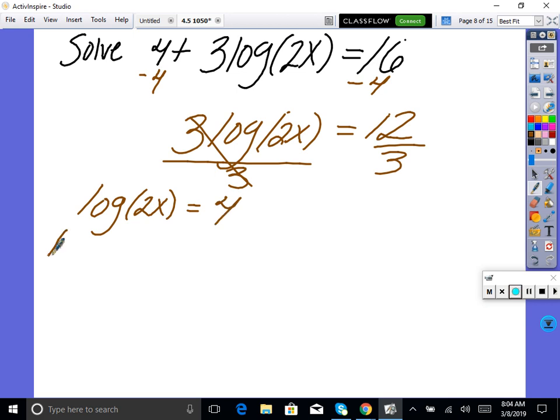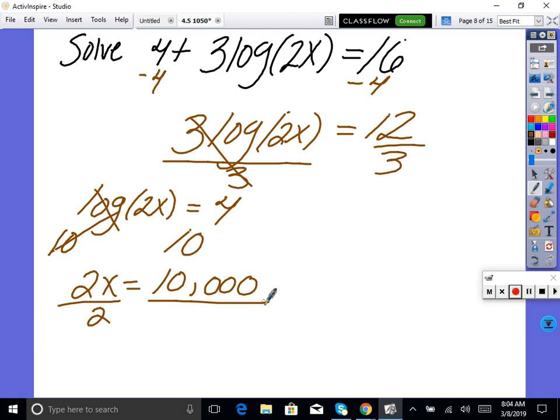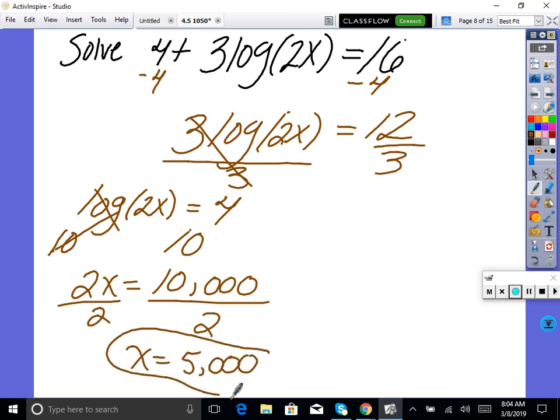Then base 10 both sides. So we have 2x equals 10 to the 4th. Good. Then we would divide by 2. So x is equal to 5,000. Awesome.